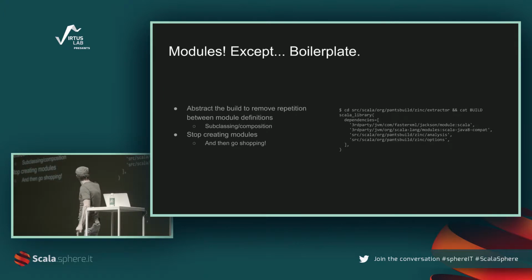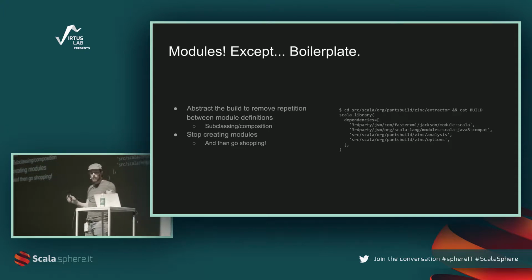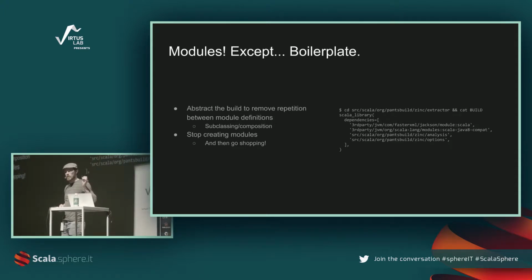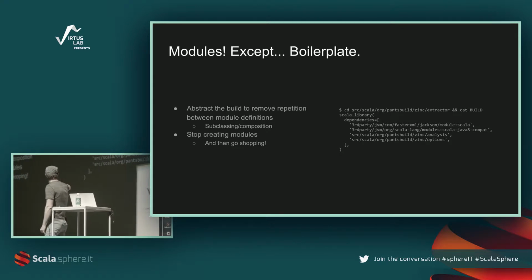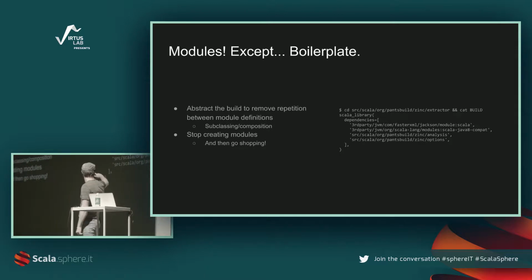In Pants, this is what a build file looks like. You basically just have to declare that in this directory there is Scala code, and it has these dependencies. Those dependencies, again, 1111. Did I put in an extra one? Anyway, they refer to directories. They also refer to targets. They refer to packages. So there is something called source Scala org pants build zinc options, which is a target.